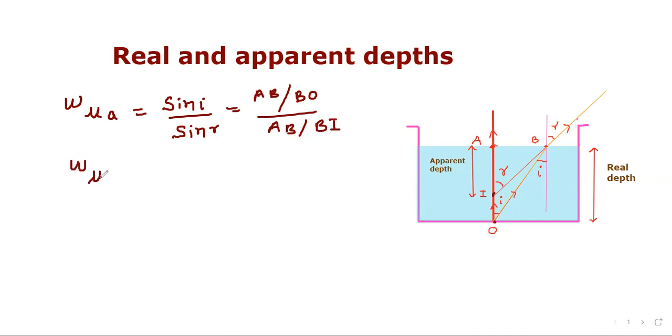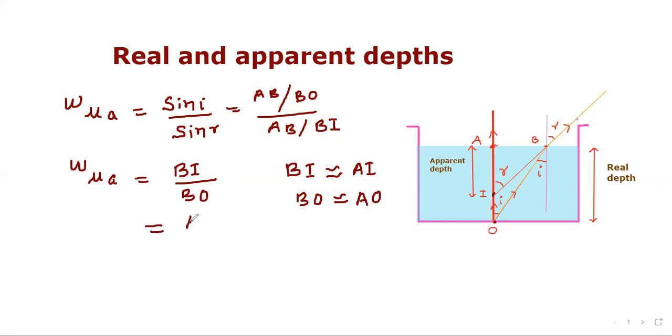So W mu A is equal to AB will cancel out and we will get BI divided by BO. We make some assumptions. We assume that BI is roughly equal to AI, and BO is roughly equal to AO. If we put these values here, it will become AI divided by AO.